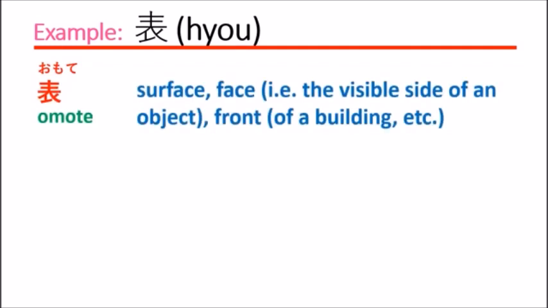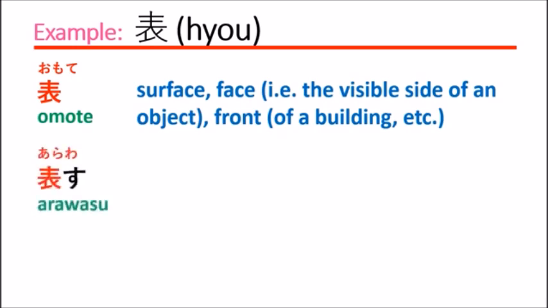The next, omote. Omote means surface or face. As you see here, they will say, for example, the visible side of an object, the front of a building, something like this. Omote.